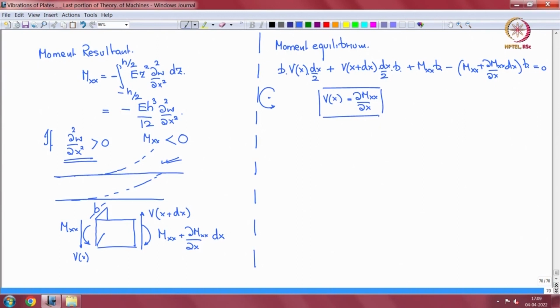Then we need the dynamical equation for vertical motion.